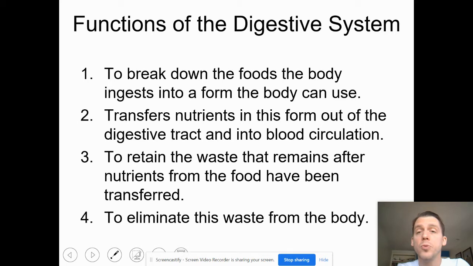The digestive system also then has to take what you break down and put it into your bloodstream, into blood circulation that I'm highlighting with the pointer here. So that's another function. It also has to deal with the waste, so it has to save the waste products that cannot be digested and then eliminate those from the body.